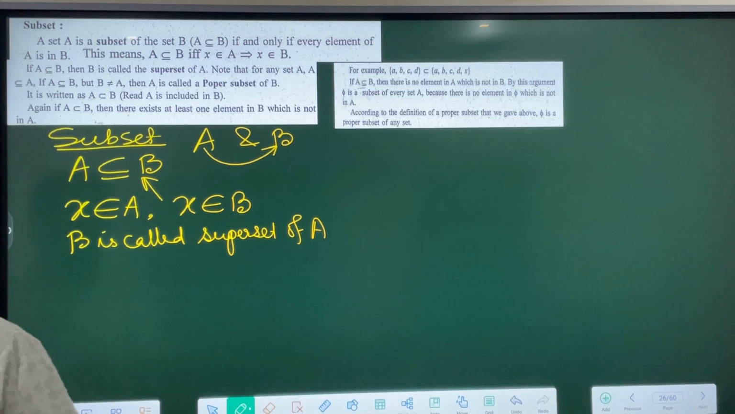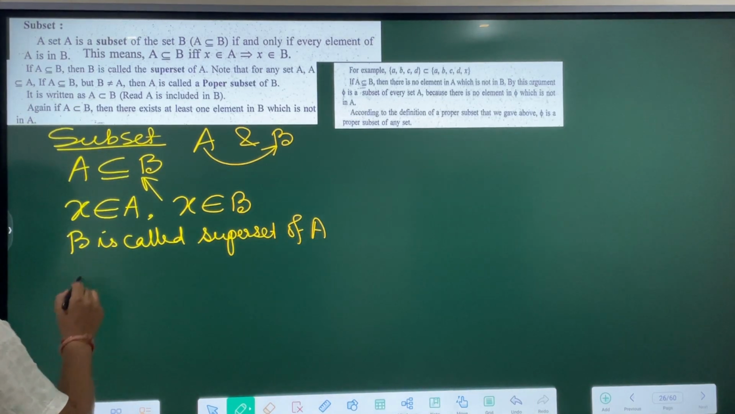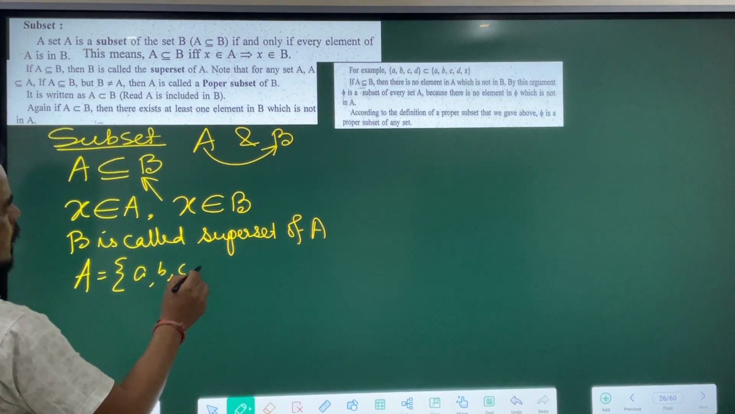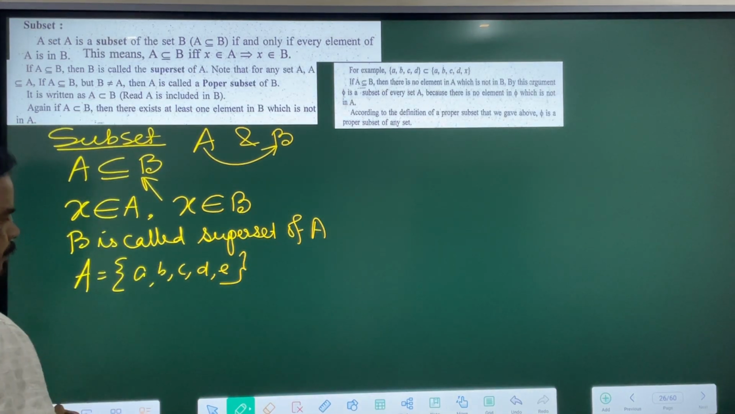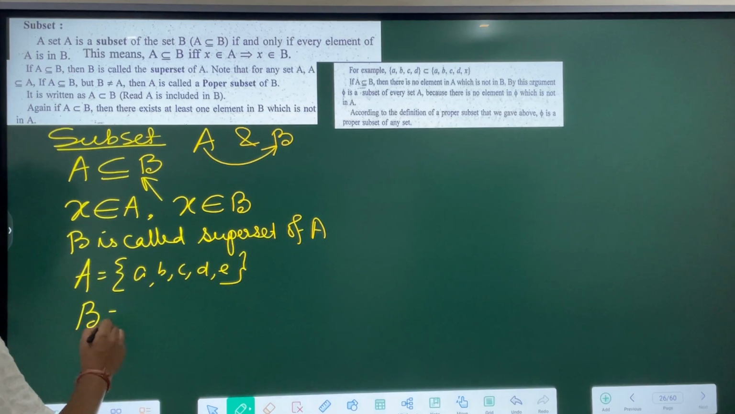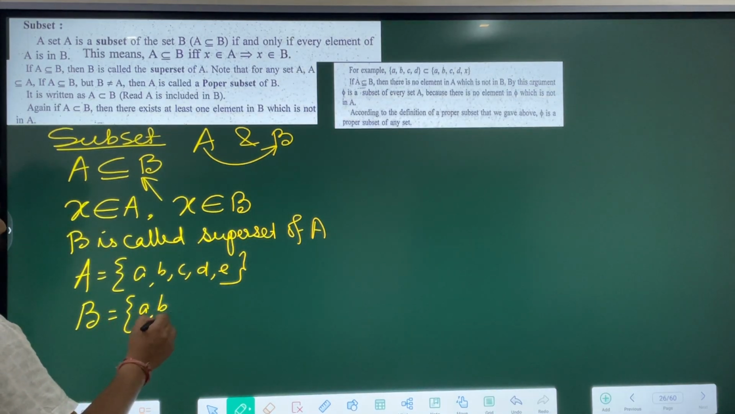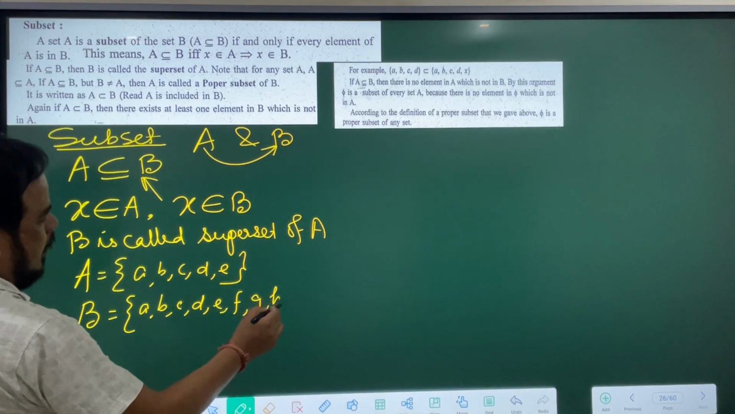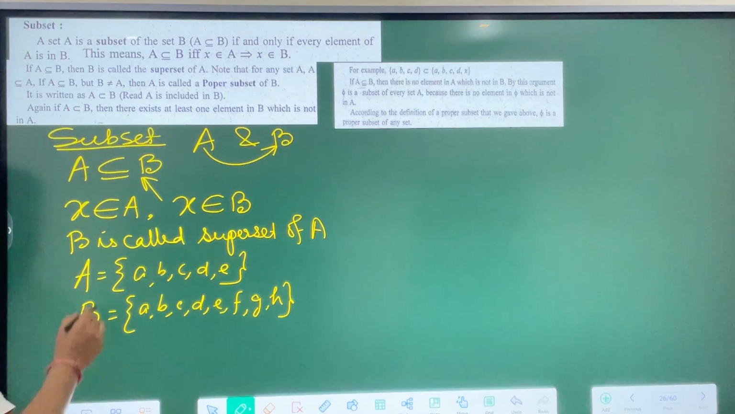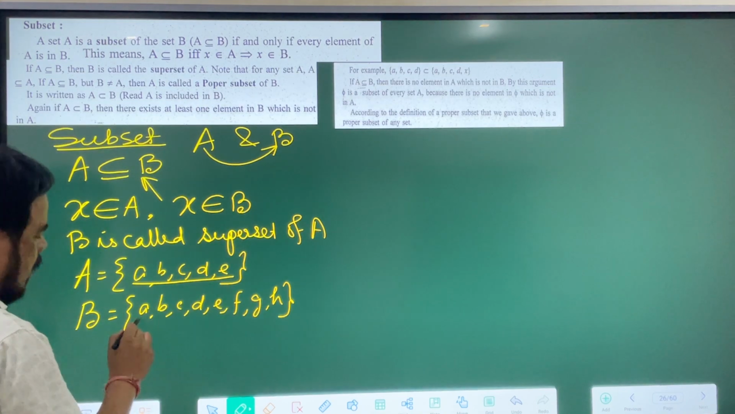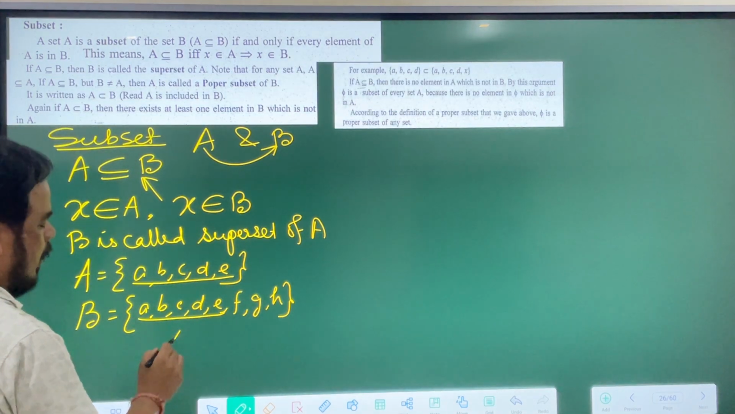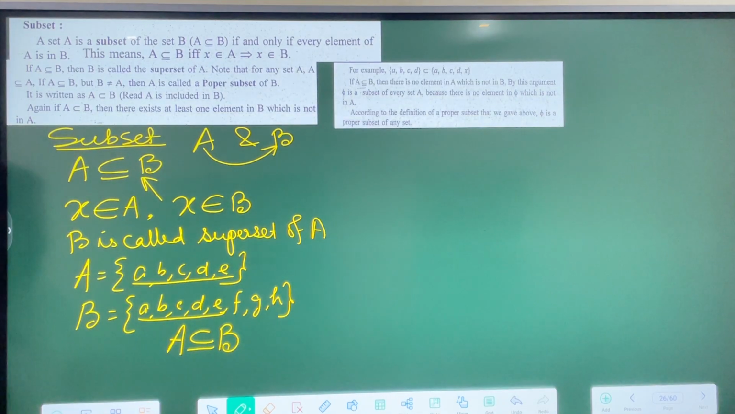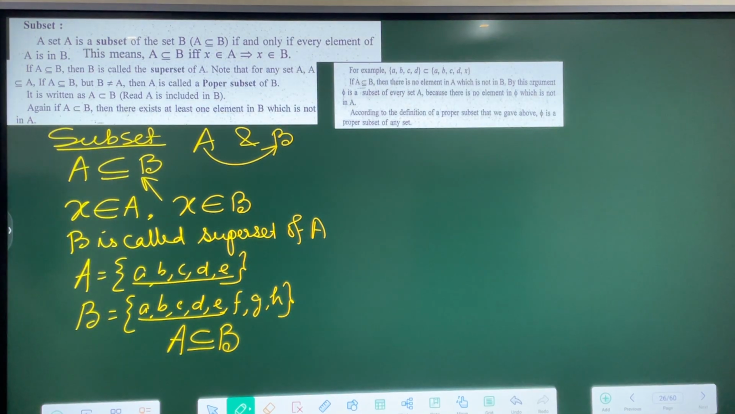I hope you understand. I will show you an example. Set A: a, b, c, d, e. Now set B: a, b, c, d, e, f, g, h. So all the elements of A are present in B. So A is a subset of B. I hope you understand properly. There is nothing else.